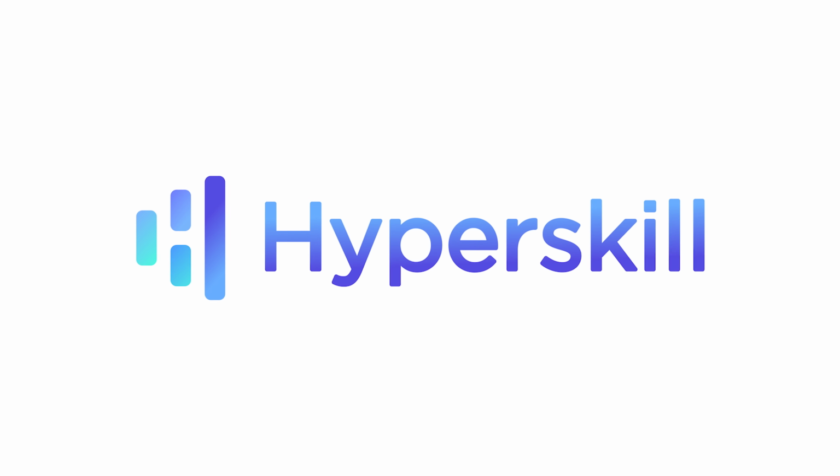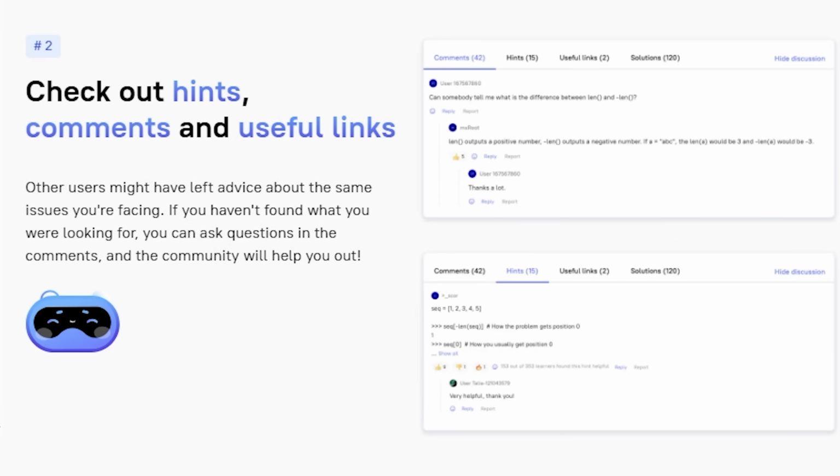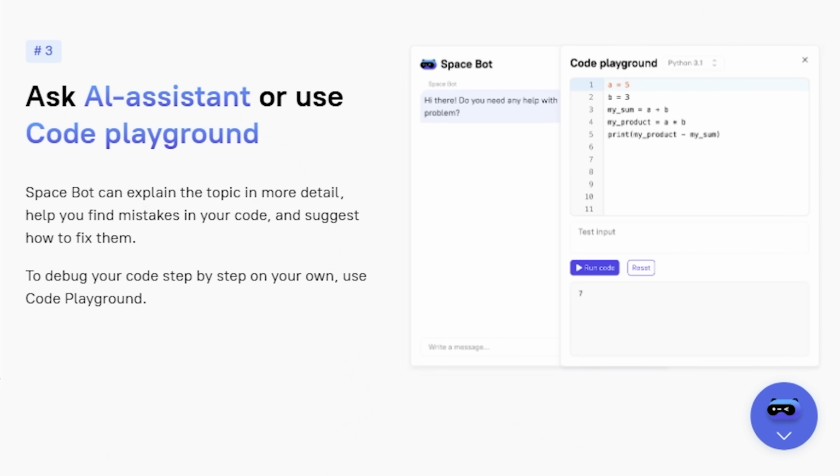When you hit a wall, and trust me, you will, Hyperskill gives you several ways to get unstuck. You can look at code snippets from the theory section if you need help with syntax. Other users often leave helpful hints and comments about common issues, and you can ask questions in the community if you can't find what you're looking for.